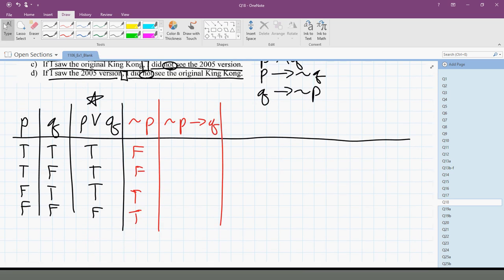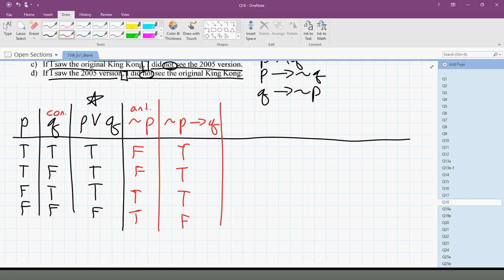So who is the antecedent? The one before the arrow, which is negate P. Who is the consequent then? All right. So remember, this is only false when the antecedent is true and the consequent is false. So this guy is true because it's false, true. This guy is true because it's false, false. The next guy is true because it's true, true. And the last guy is false.